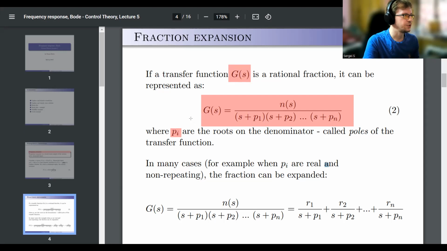What are poles? Poles are roots of the denominator. So the polynomial that is here, as any other polynomial, will have roots. If we write them as complex numbers, roots of any polynomial can be written as complex numbers. In fact, this is a complex polynomial, so s and p_i here can be complex numbers. So you could decompose it this way.